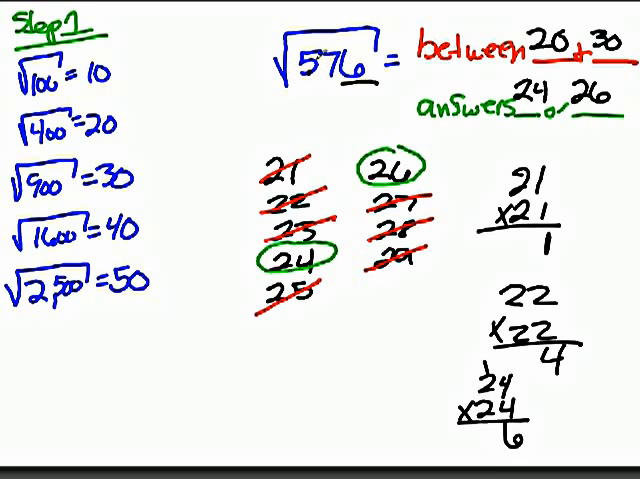Now I can look at 576. Is 576 closer to 400, or is 576 closer to 900? Well, it's closer to 400. So because it's closer to 400, the answer is going to be closer to 20. So my answer for the square root of 576 is 24. And these are the steps that you choose when you're trying to figure out the square root of a number that is larger than 100.